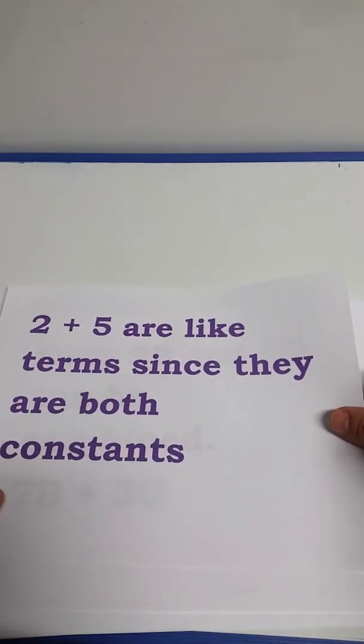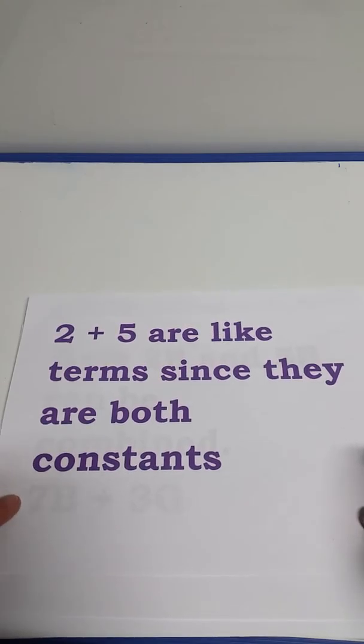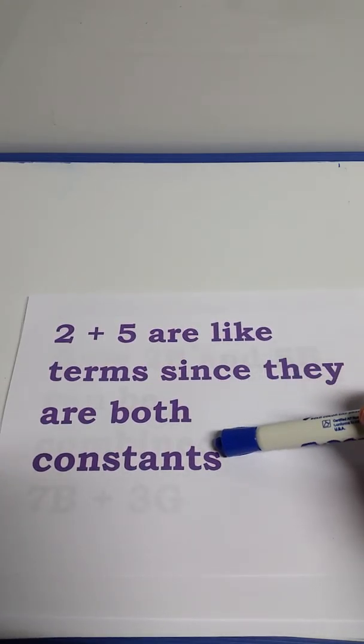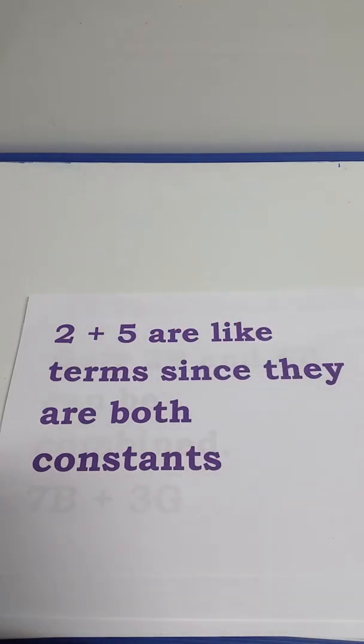Now, even numbers you can combine. You've been doing that. 2 plus 5 are like terms because they're constants, and constants are numbers. So 2 plus 5 is 7. You can combine them.